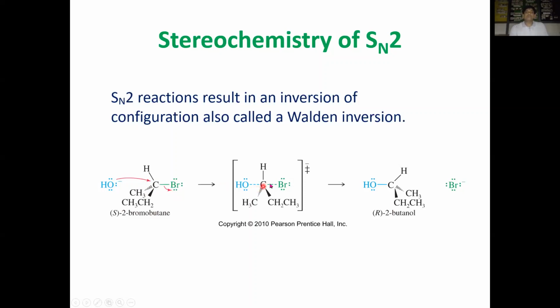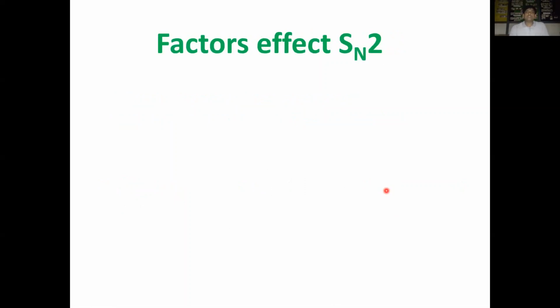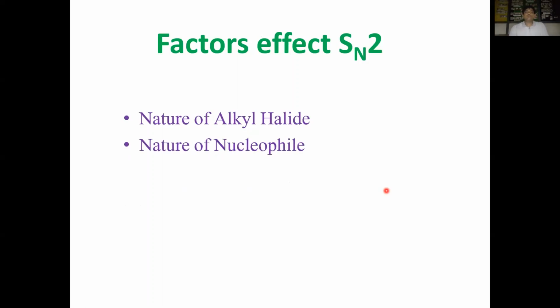Here there is a formation of a pentacoordinate transition state. Here there is an inversion of the reaction center. This inversion is called Walden inversion or umbrella inversion. And what are the factors which can affect the SN2 reaction? First one is the nature of alkyl halide. Second one is the nature of nucleophile. Third one is the nature of solvent or solvation effect.